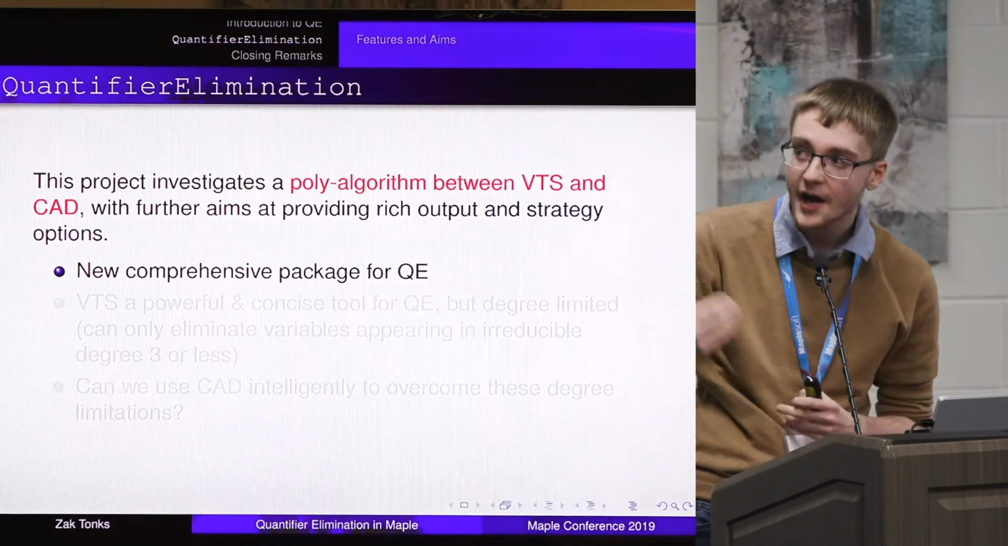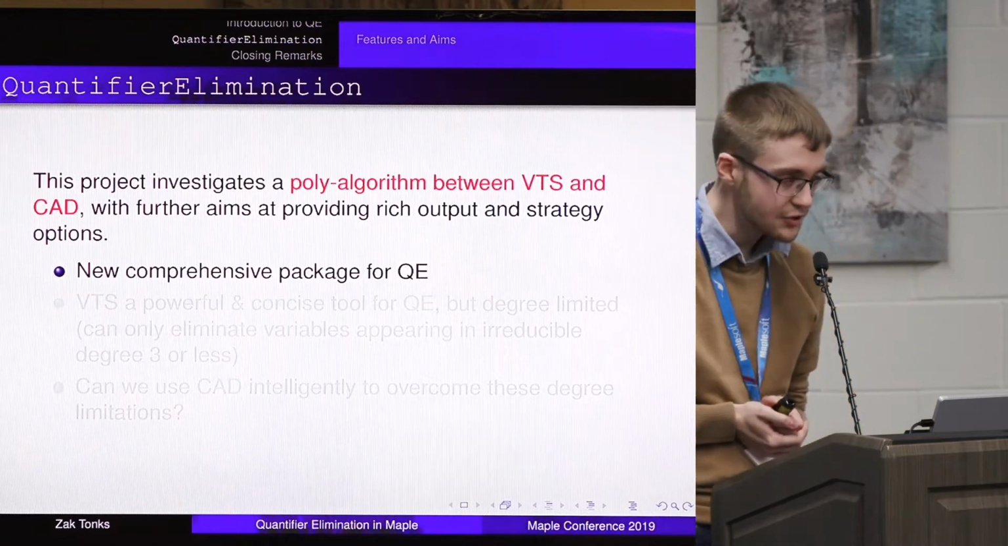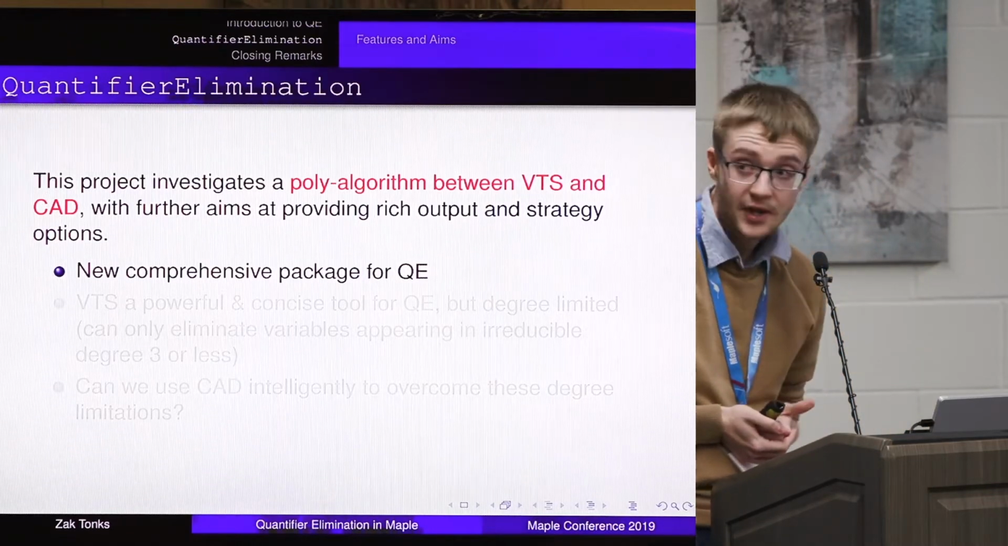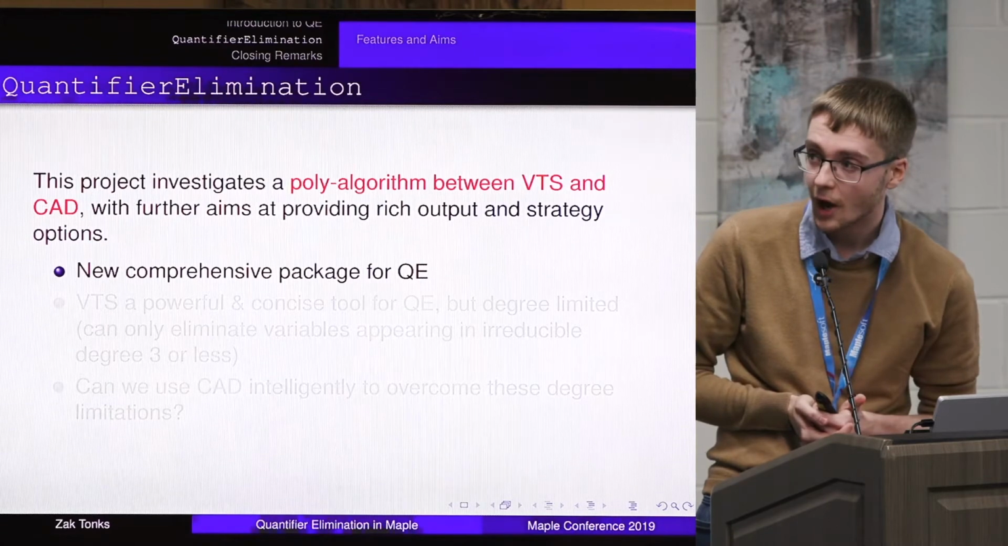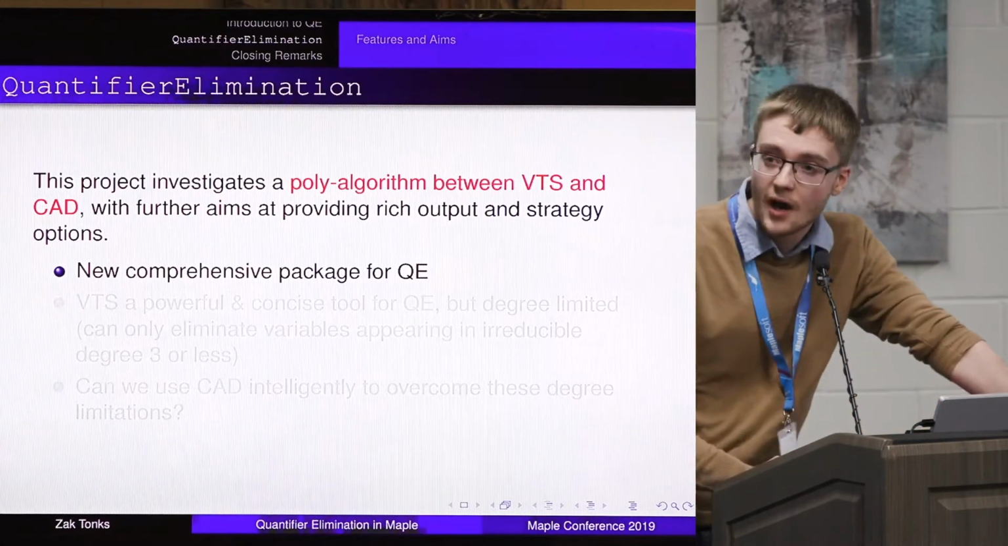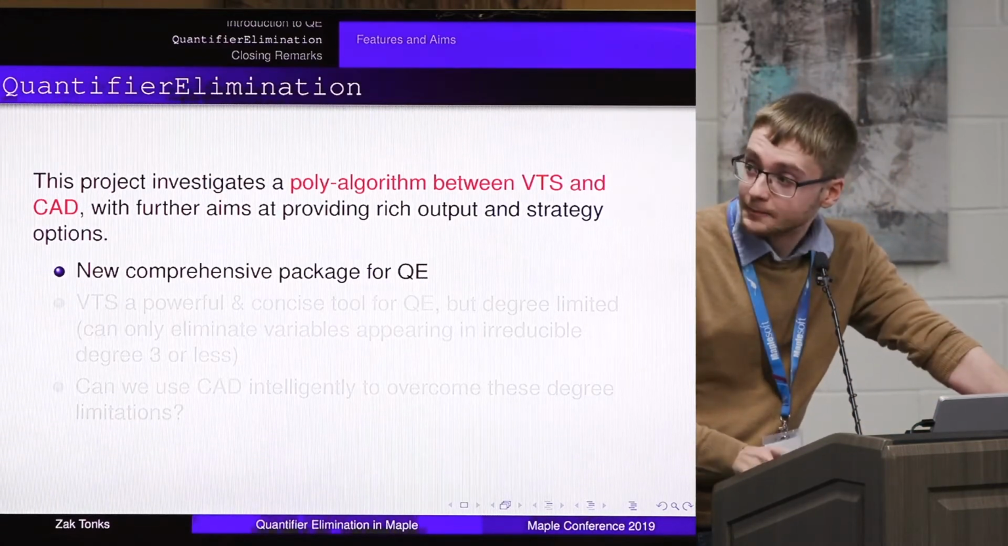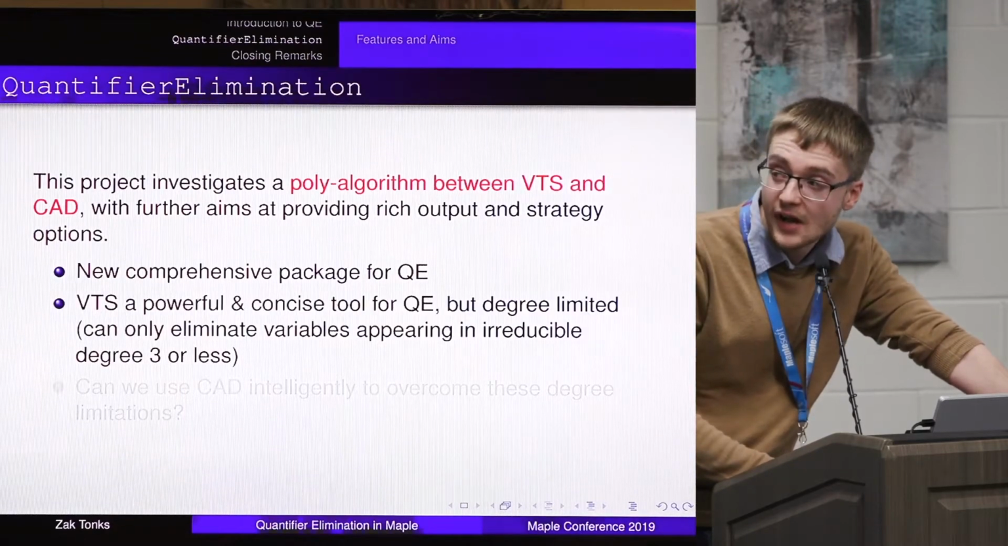And it's not just aiming to be faster. I want to provide rich output and lots of strategy options for QE. Right? I want to make this a good package in terms of a mathematical toolbox. Right? So it's going to be comprehensive.